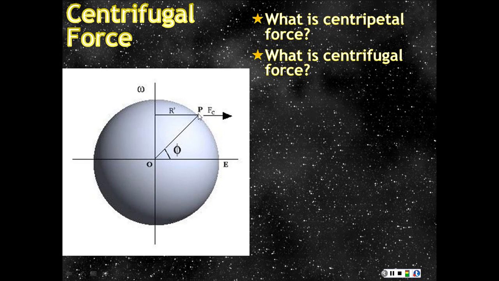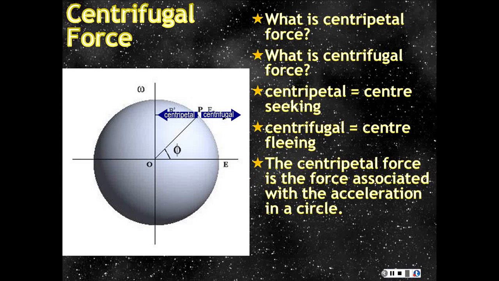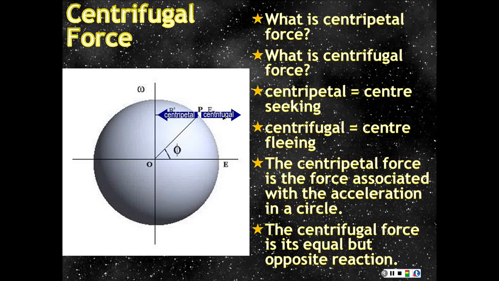And so at this point here, you have a centrifugal force outwards and a centripetal force inwards. And the way I remember this is that from the roots of the words, centrifugal is center fleeing, and I think of it in terms of refugees are always fleeing, and so that's where the fug bit comes from. And so we have centrifugal is pointing outwards, and centripetal is pointing inwards. And so you have the centripetal force, which is associated with the fact that you have something accelerating in a circle, and so the centrifugal force is its equal but opposite reaction.